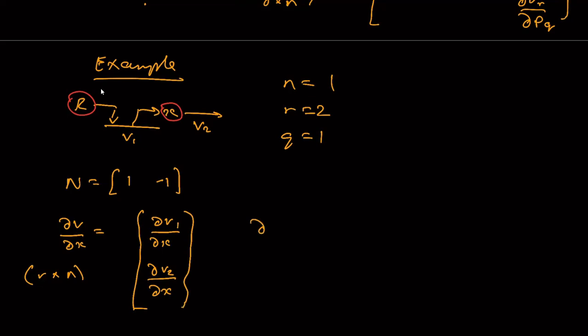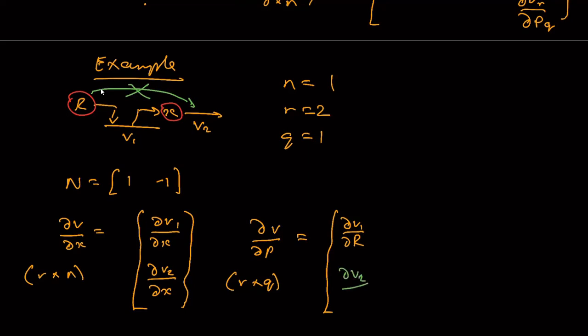And then the other thing we have is the dv by dp. This is an r by q. Q is also only 1, so we only have a vector there. So that's dv1 by dr. Now I'm going to immediately make a simplification here. R does not affect v2, and this derivative here, dv2 dr, is actually 0.